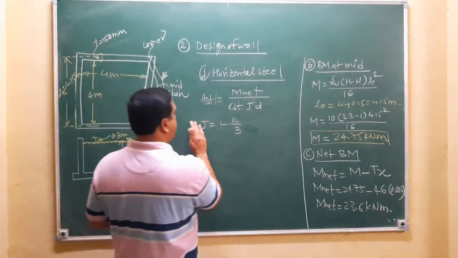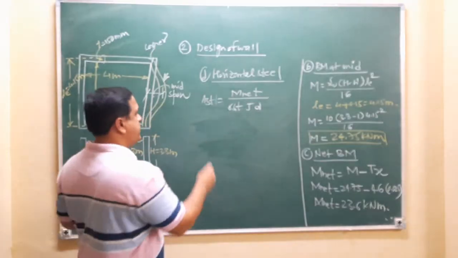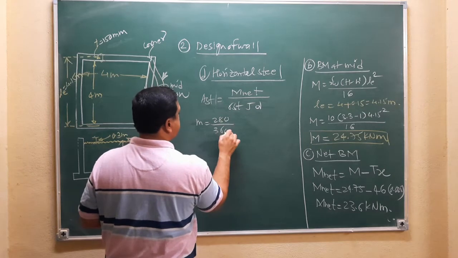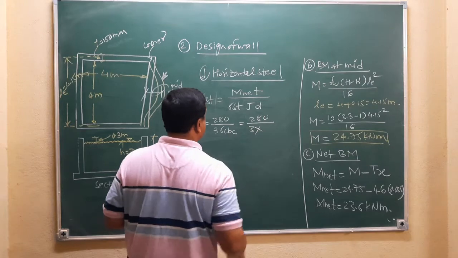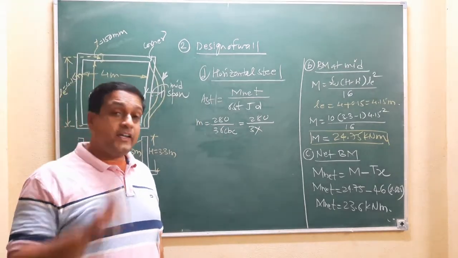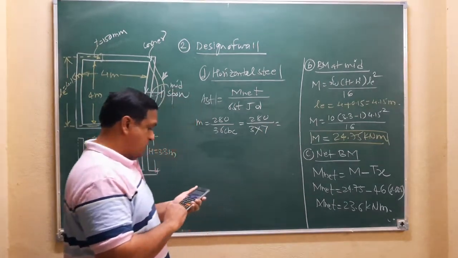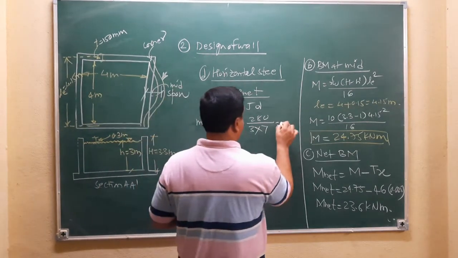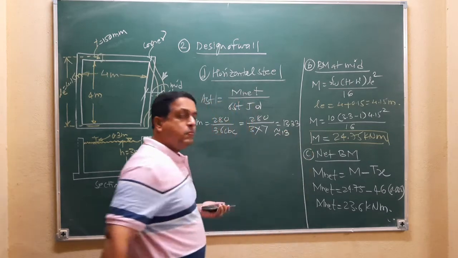For that, first you have to find out the modular ratio M. Modular ratio M is 280 divided by 3 sigma CBC. The sigma CBC for M20 grade concrete from IS 456 page number 81 is 7. So 280 divided by 3 sigma CBC, the value is 13.33. Say it is 13. Modular ratio is 13.